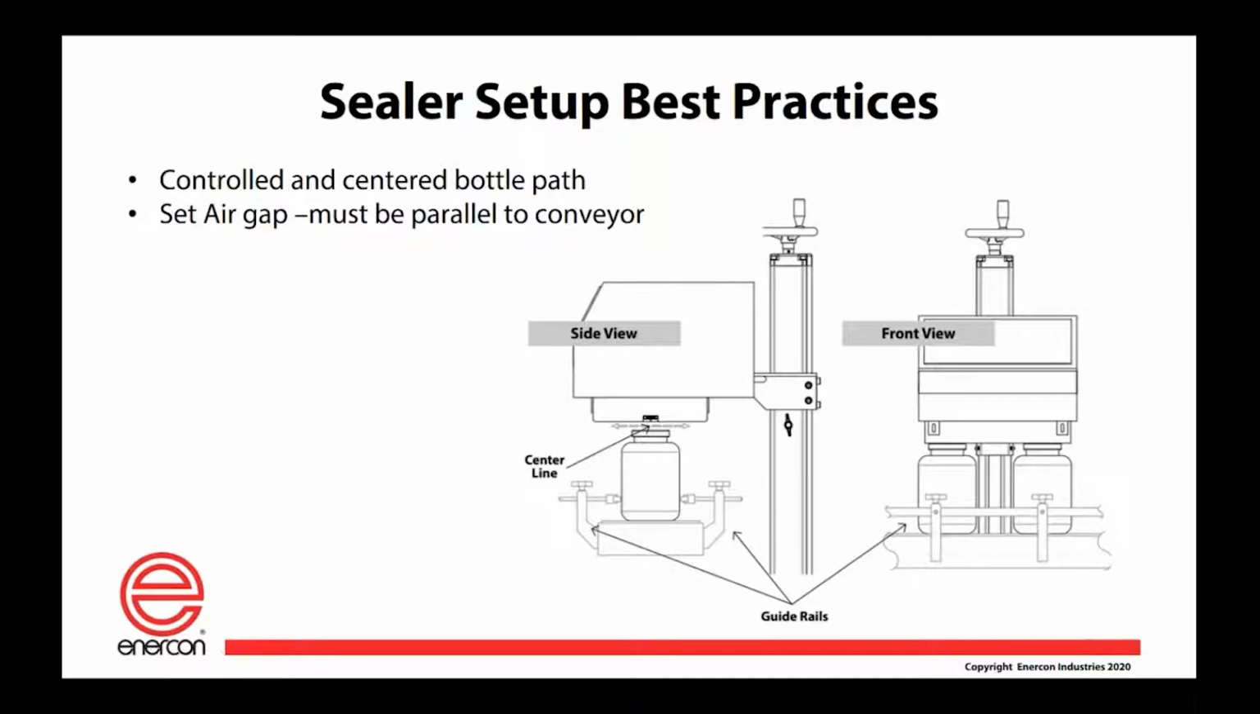Before we start setting up any windows, we have to make sure that the sealer is set up properly. Here you see some views. You have to make sure that the bottle is going down the center of the coil. There are center line stickers on all of our coils. You use guide rails on your conveyor typically to make sure that happens. You also have to set the air gap and make sure that it's even. So your coil must be parallel to your conveyor.